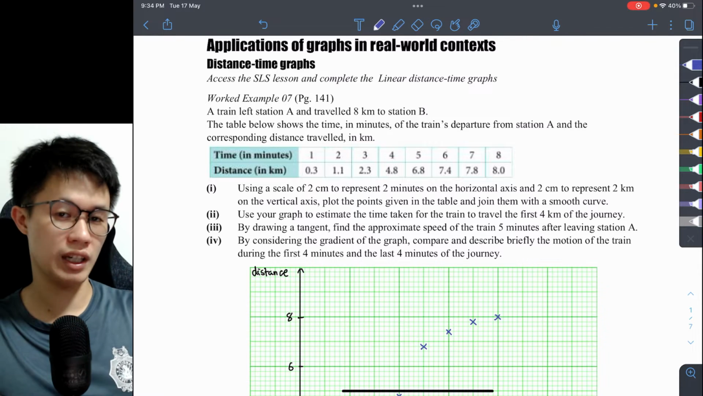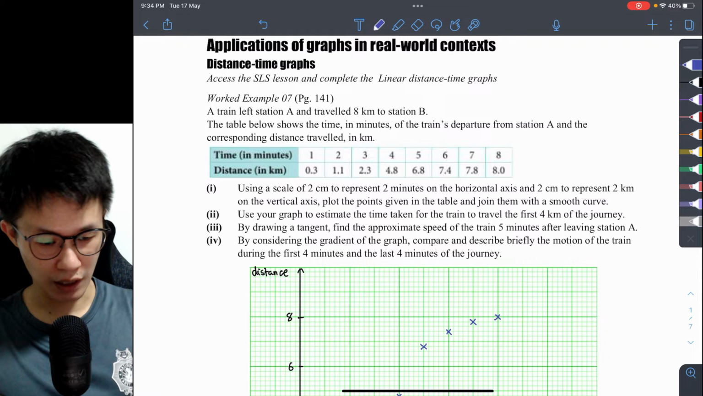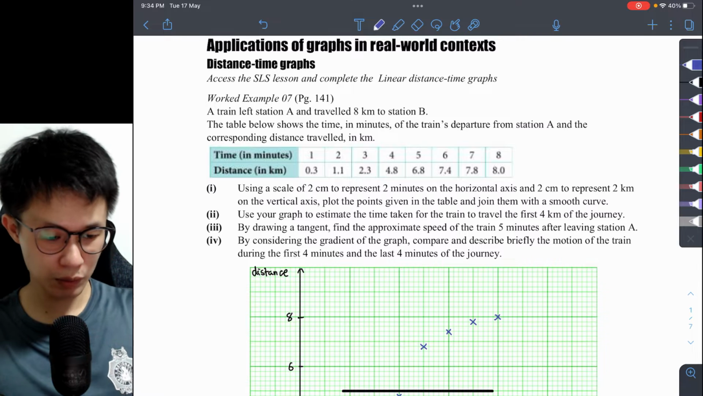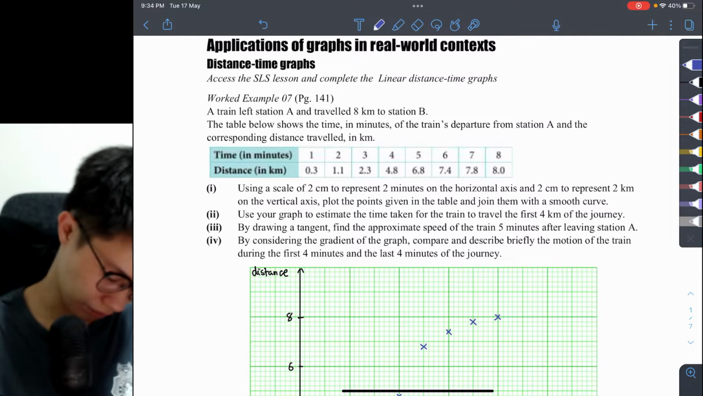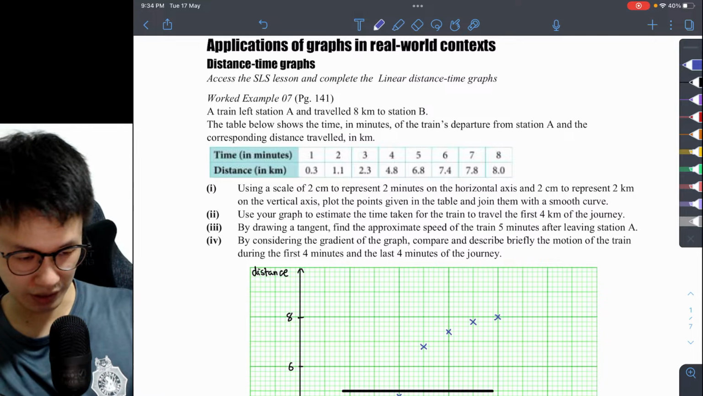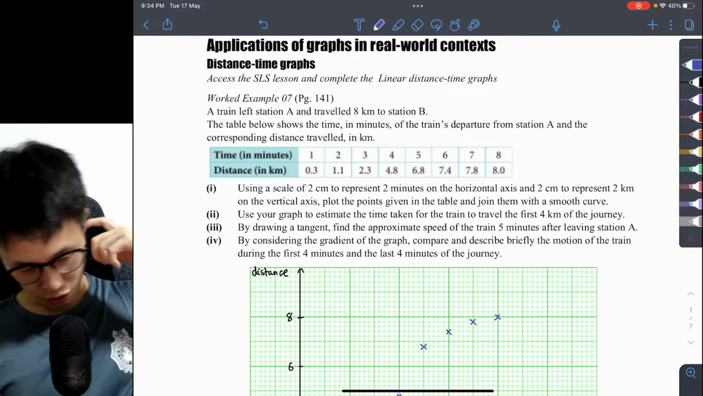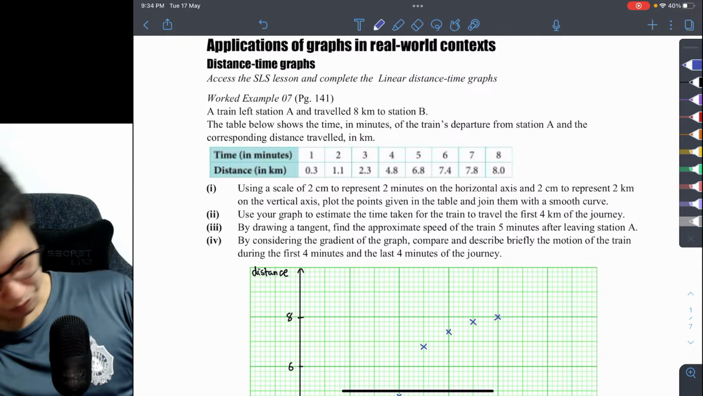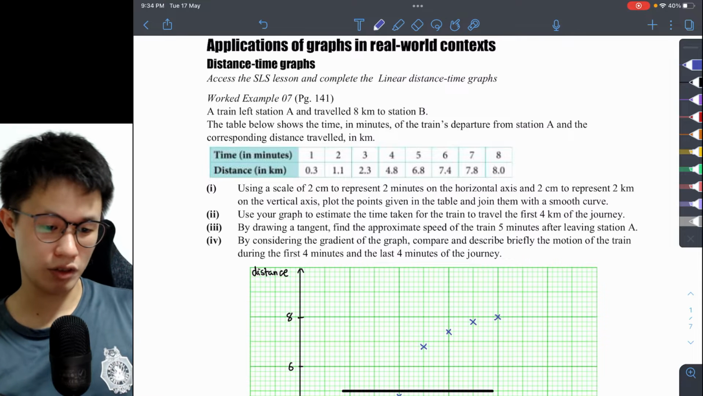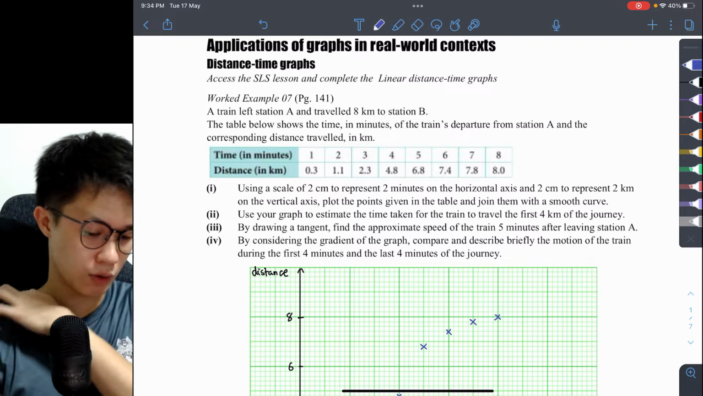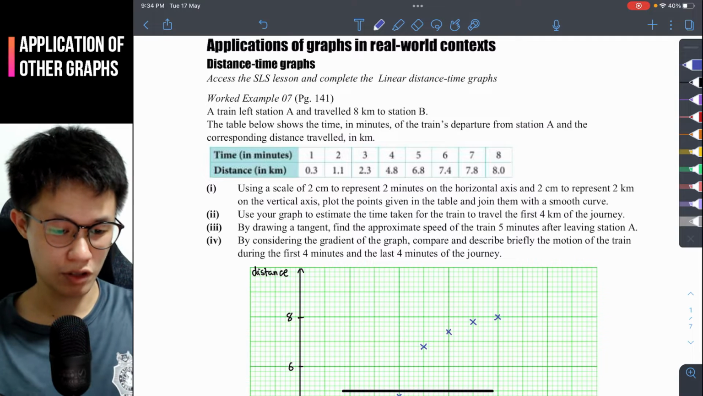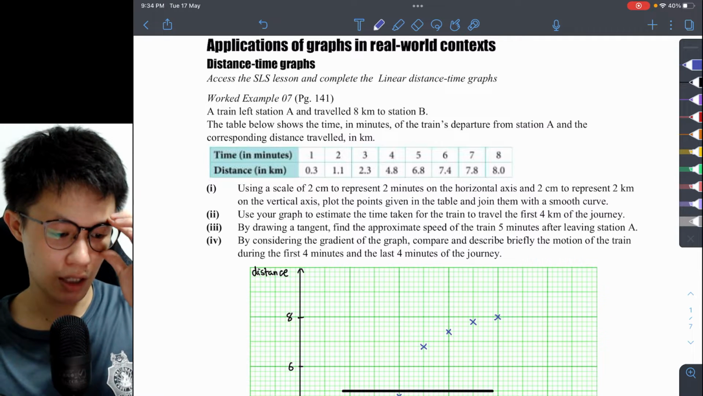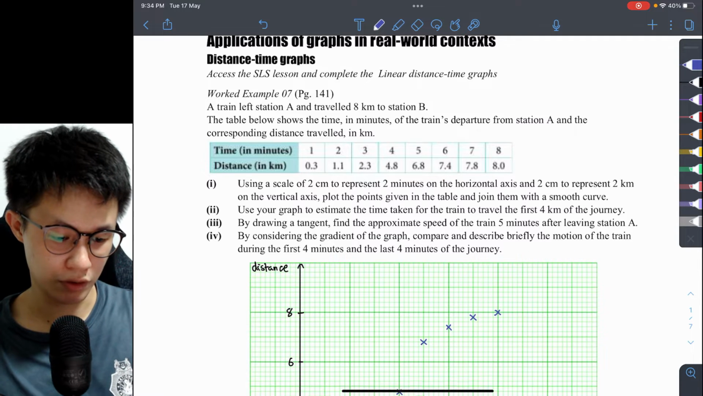So the first one we have is distance-time graphs. What are distance-time graphs? It simply means that one of the axes is distance and the other axis is time. We have a very simple example here. A train left station A and travelled 8 km to station B. So we know that the total distance is 8 km, and the table shows the time in minutes of the train departure from station A and the corresponding distance travelled in km.